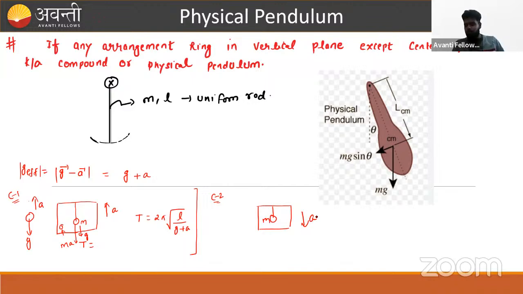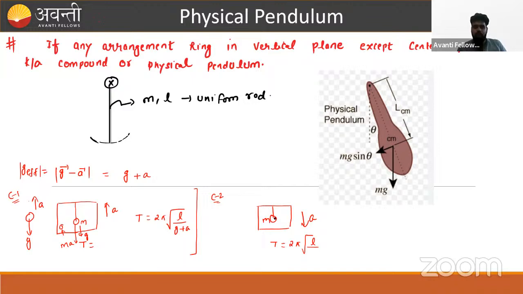Can anybody tell me what is the time period in this case? We can see that this is 2 pi root over L upon G effective. In this case, what is the value of G effective, beta? How can we find out the value of G effective? Anybody can tell me how we can find out the value of G effective here? Come on, guys. Tell me.